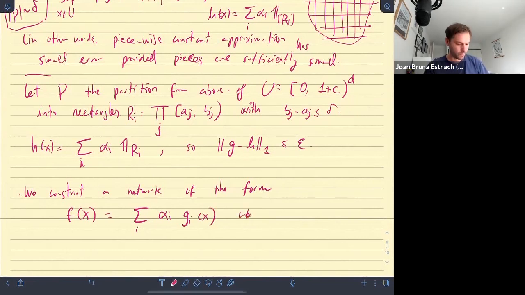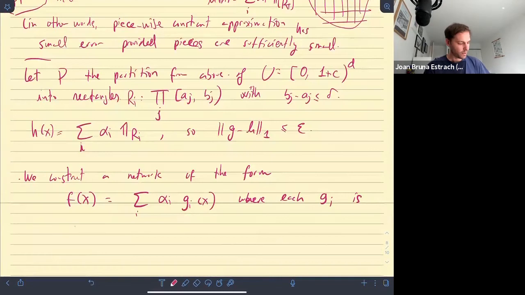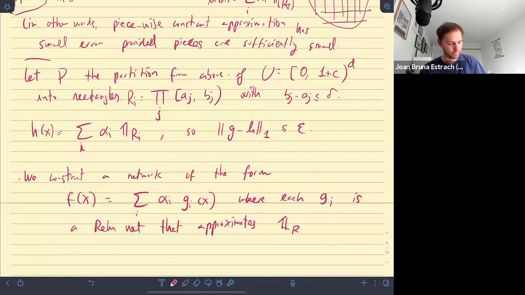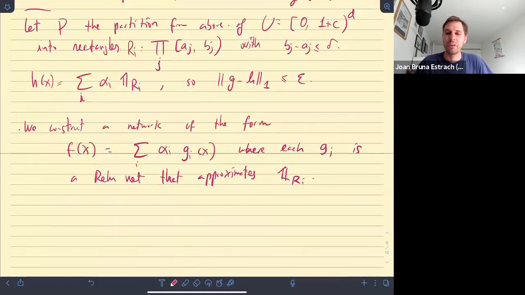Where each g_i is a value network that approximates the indicator function. Okay, so that's really the main idea of this proof that is constructive: I take an arbitrary continuous function, I chop it into very small pieces so that I can define this piecewise constant approximation, and then I'm just gonna spend my time trying to approximate the indicator of a rectangle with a neural net, right? Now the problem is starting to look tractable, because now we just need to play a little bit with the activation function, and you're also gonna see that this comes quite naturally.